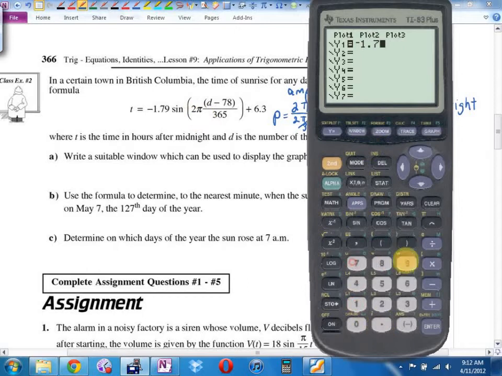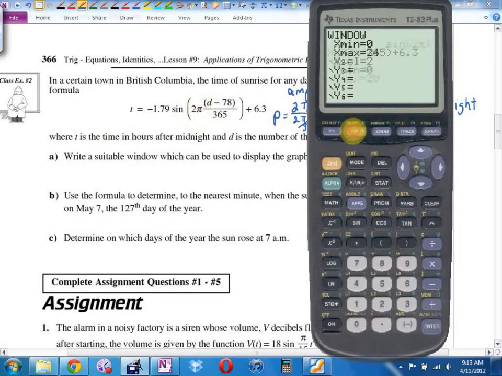Negative 1.79 sine 2 pi bracket x minus 78 close bracket divided by 365. I'll type it in the same order that they wrote it. Plus 6.3. Can anybody see the mistake that I've made? Oh, I forgot to close off my trig function bracket. Okay, should look like that. Enter. Now this one, I guess D is my X value, which is the day of the year. My Y value is T, time.